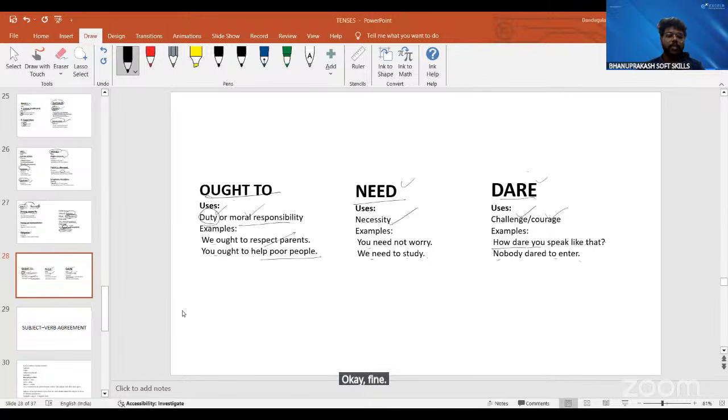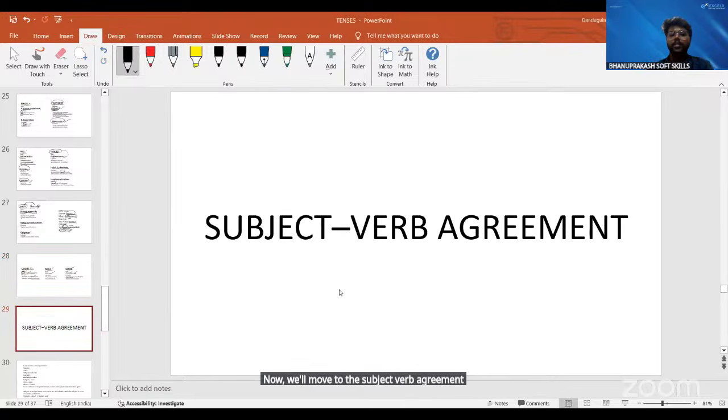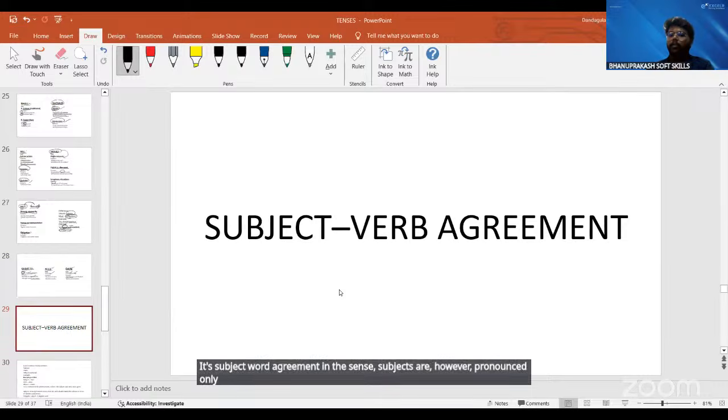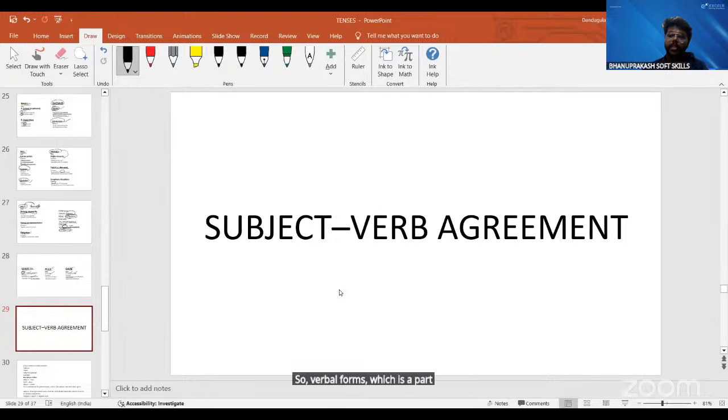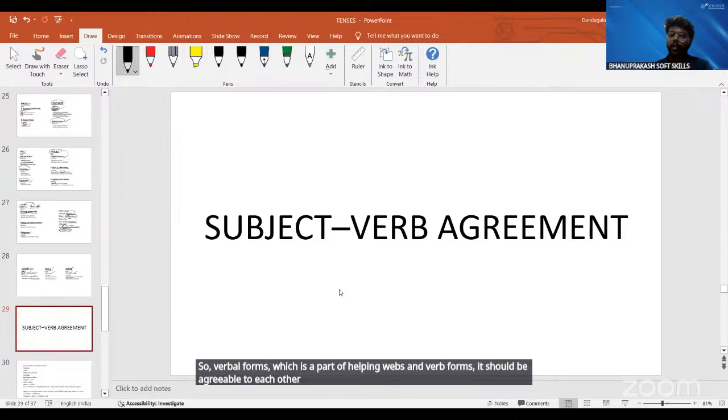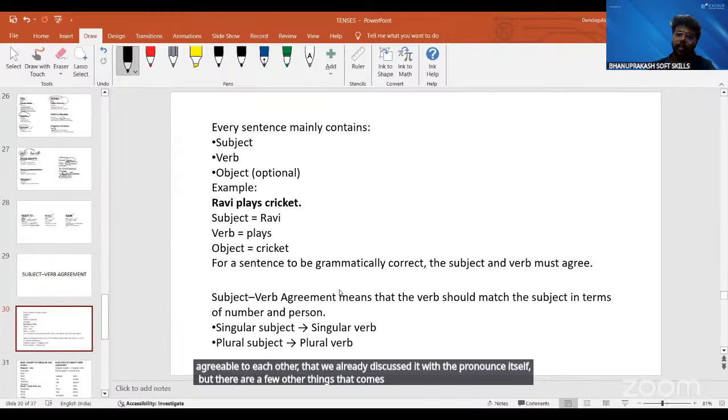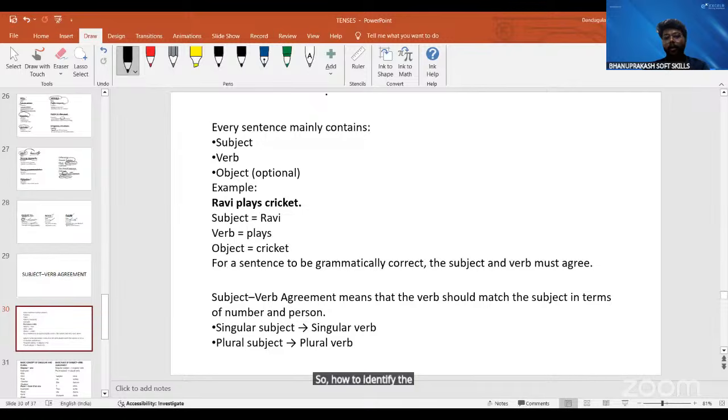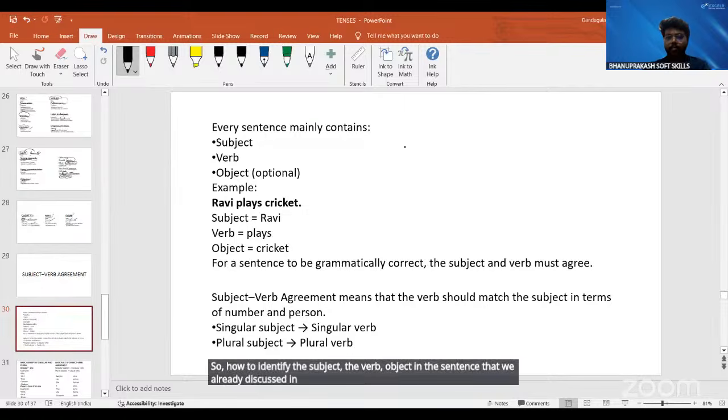Now we'll move to the subject-verb agreement. Subject-verb agreement in the sense, subjects are, however, pronouns only. So verb forms, which are a part of helping verbs and verb forms, should be agreeable to each other. That we already discussed with the pronouns itself, but there are few other things that come under this subject-verb agreement. So how to identify the subject-verb-object in the sentence, we already discussed in the tenses itself.